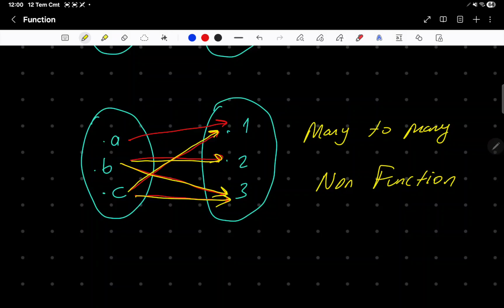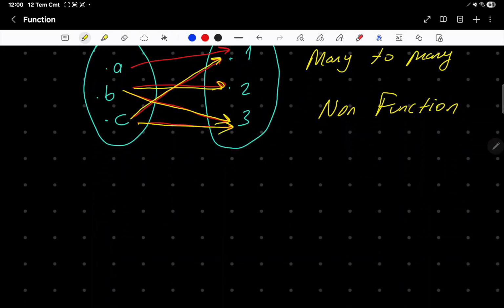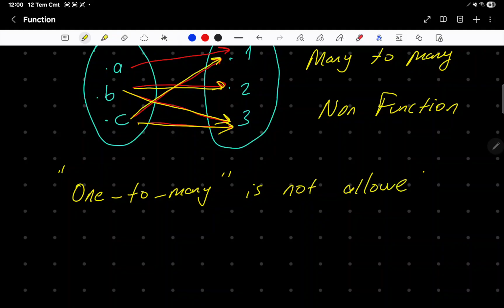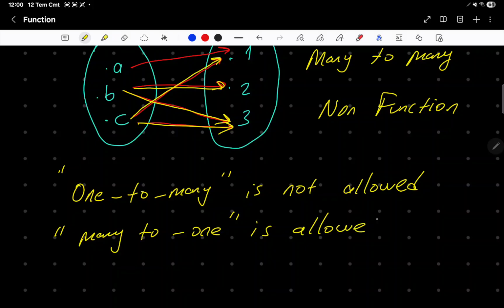Sorry, one to many is not allowed. But many to one is allowed.